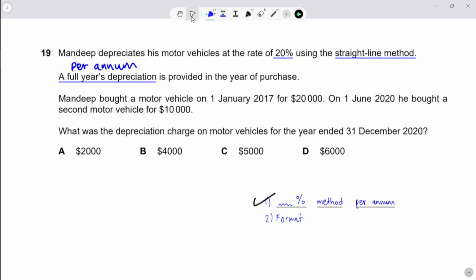Okay, this one is a bit special. So let's focus on the year of 2020.